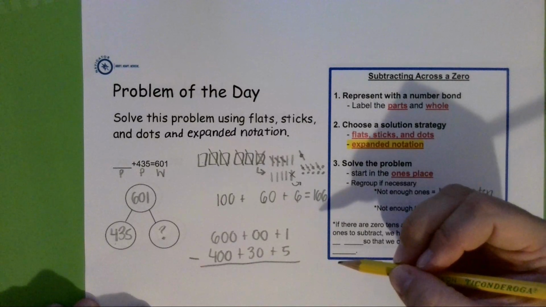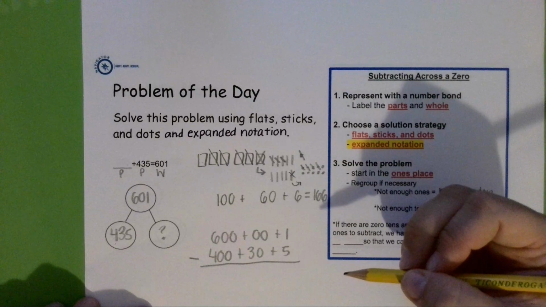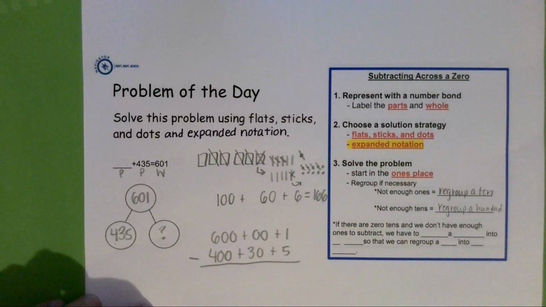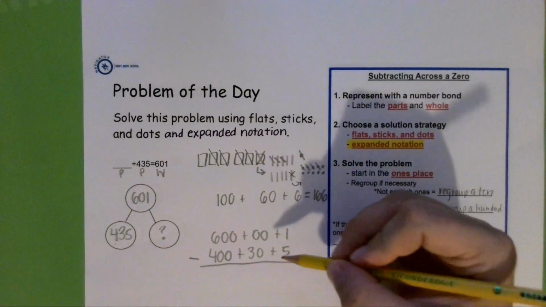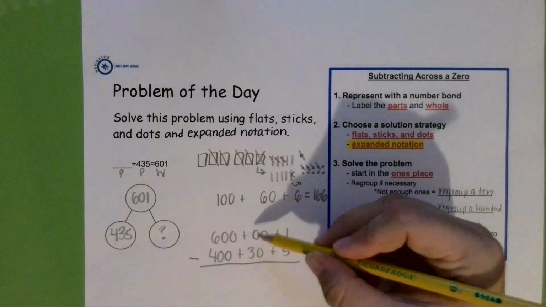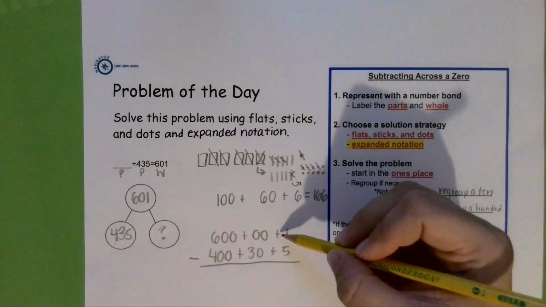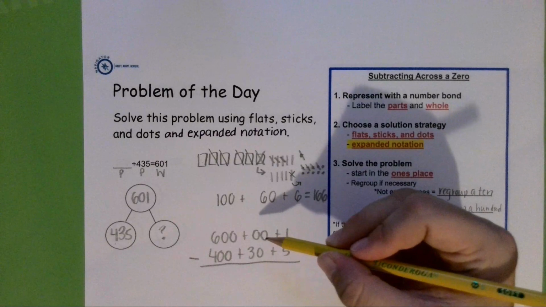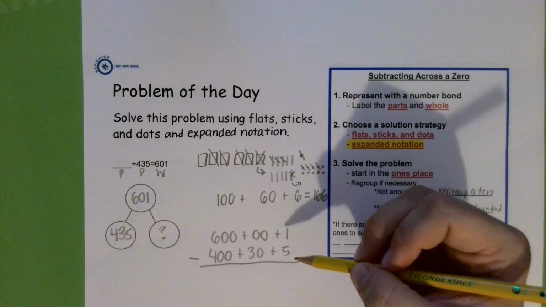So what do we need to do and how can we show it? Say it out loud. I bet you said we need to regroup a 10 into 10 ones. But look, we don't have any 10s. So what can we do so that we have some 10s that we can regroup into 10 ones? Say it out loud. I bet you said that we need to regroup 100 into 10 tens.